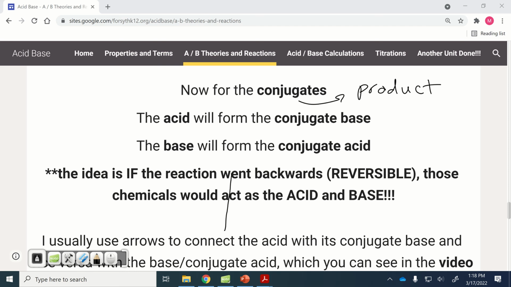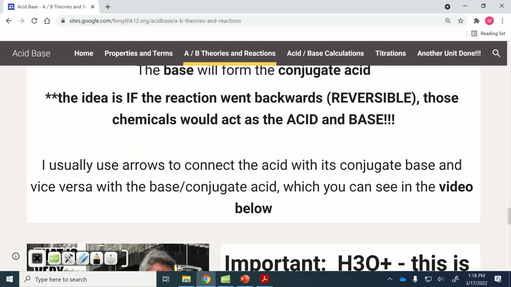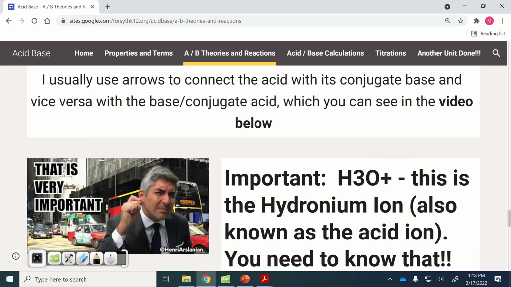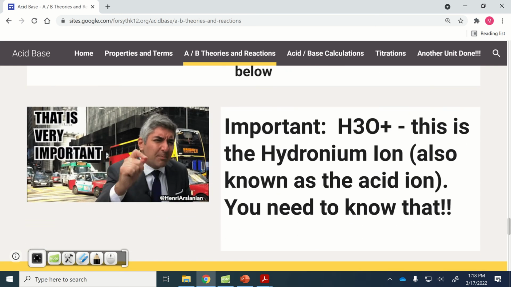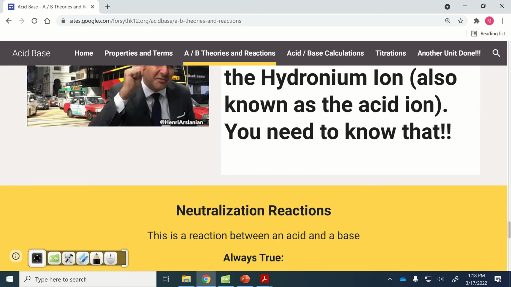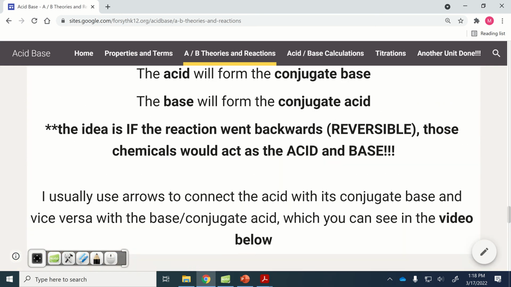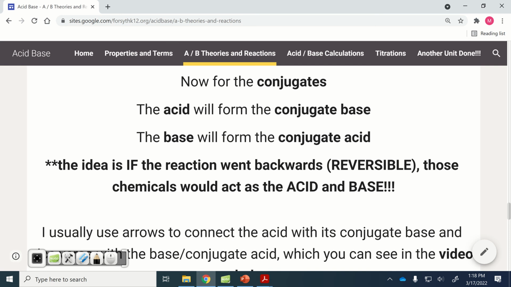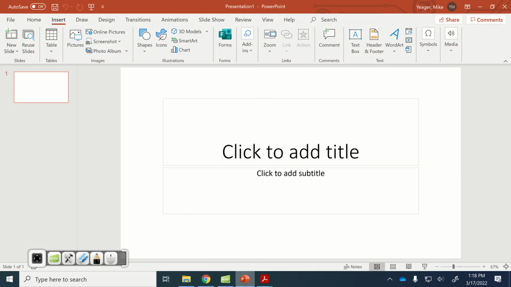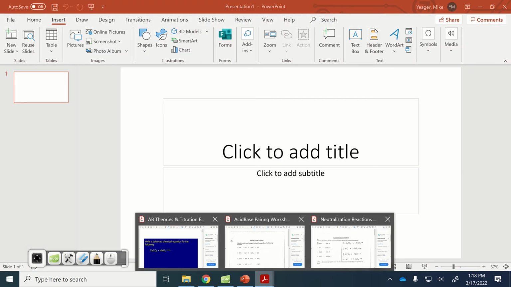The biggest thing I would say with this is, when I usually show this in class, a lot of times I use arrows to connect the acid with its conjugate base and vice versa. So again, you're going to see this in a moment. I already mentioned this: H3O plus is the hydronium ion. You need to know that. Okay? So let's do some conjugate acid-base problems here.